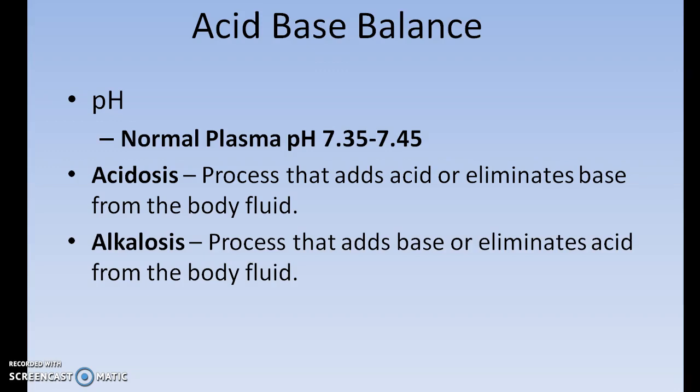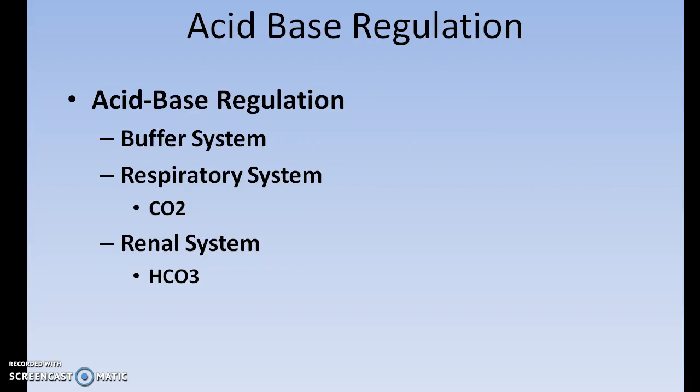When we look at acidosis, this is a process that either adds acid or eliminates base from the body fluid. So some things that might add acid would be drinking lemon juice, or eliminates base, could be diarrhea. Alkalosis is a process that adds base or eliminates acid from the body fluid. So again, what are some things that would add base or eliminate acid?